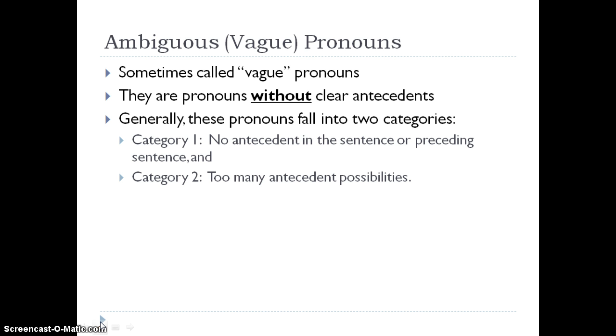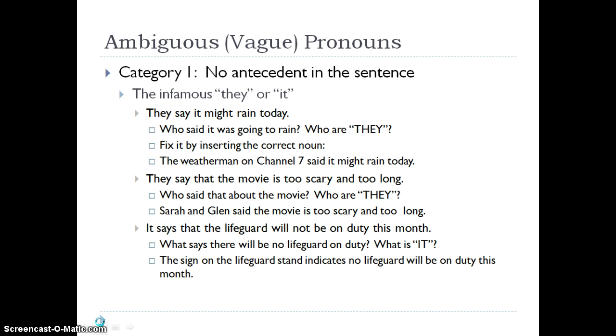The first category, no antecedent in the sentence or the preceding sentence. And the second category, just the opposite, too many antecedent possibilities. Let's look at each. In category 1, there is no antecedent in the sentence at all. This includes the infamous they or it.